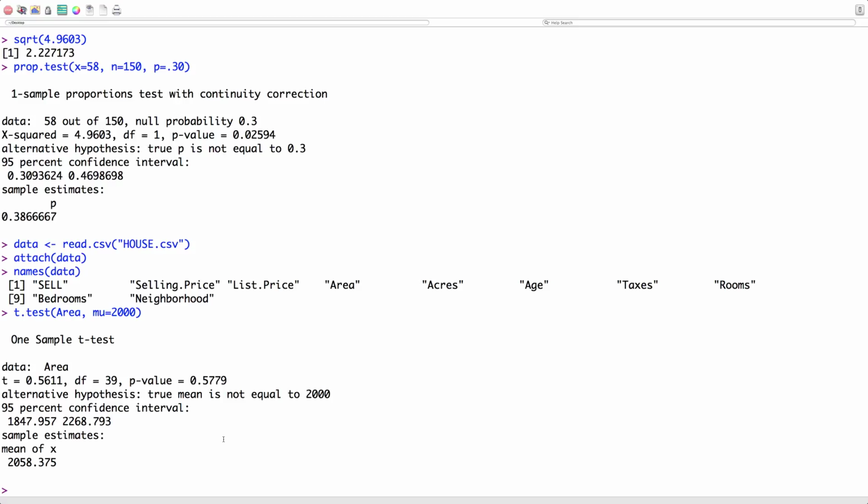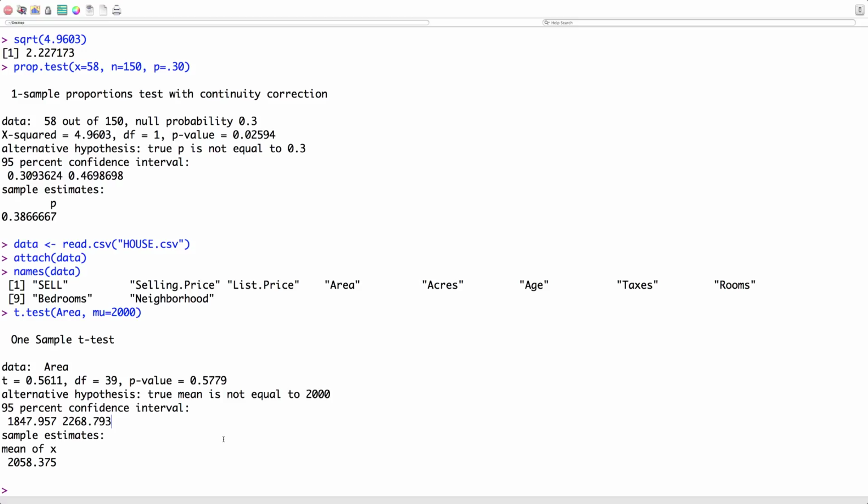Now let's run a one-prop z-test on the percentage of houses that sell. Right now sell is coded zeros and ones, and we know that zero stands for not sell and one stands for sell. We understand that 0s and 1s are actually groups, categories. R doesn't see that. R sees 0 as absence of value. It sees 1 as 1 unit.